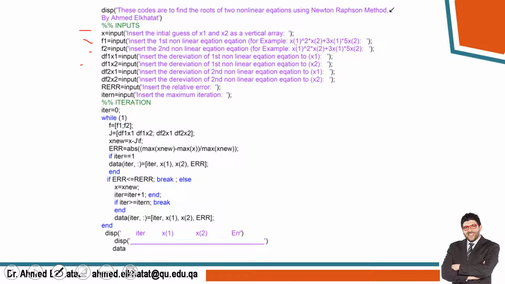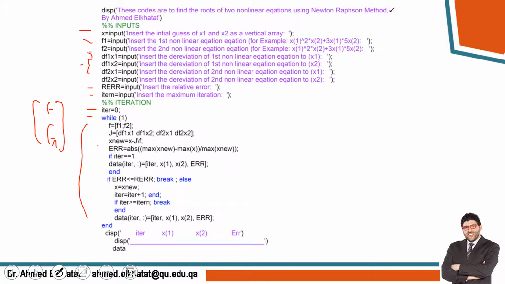Then we want to find the derivative of the first equation. You have to derive it yourself and then enter it. So insert the derivative of the first equation with respect to x1. Here we put all the derivatives. Here we also put the error and the maximum iteration. In order to do the iteration, we start with iteration equals 0, and while 1, that means while all these are correct, as we said before, then find f1 and f2.